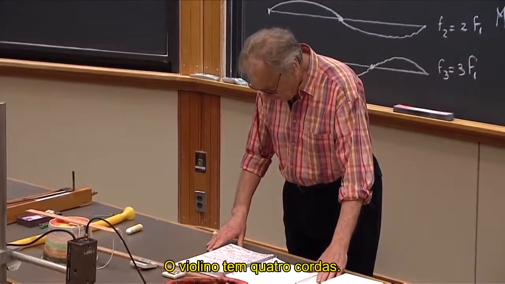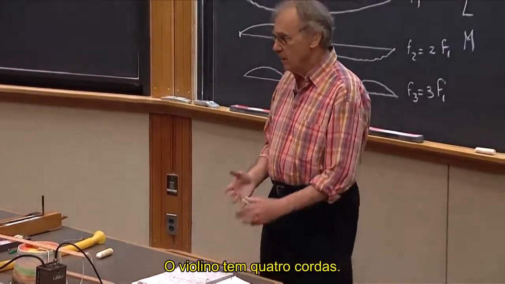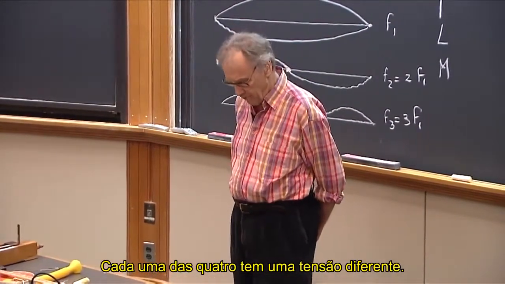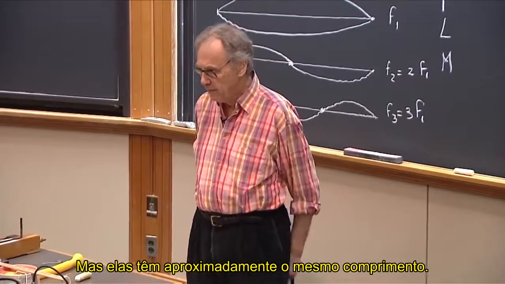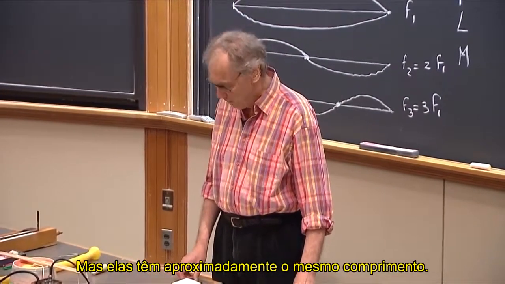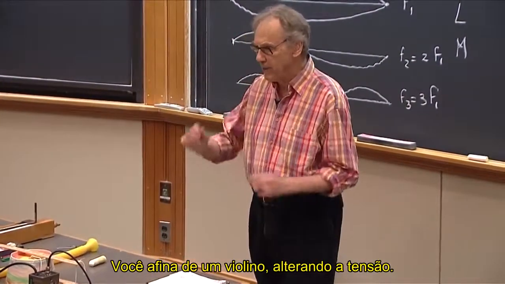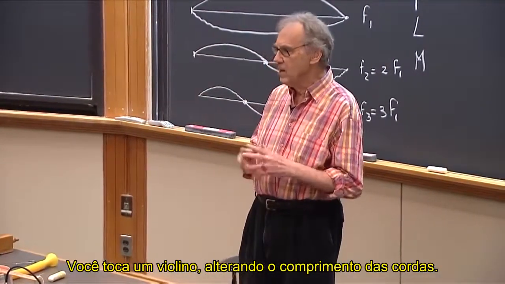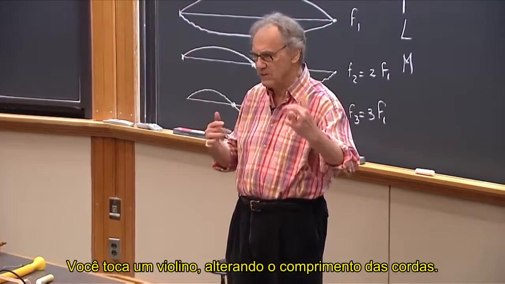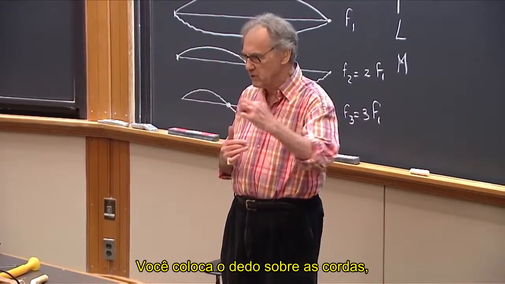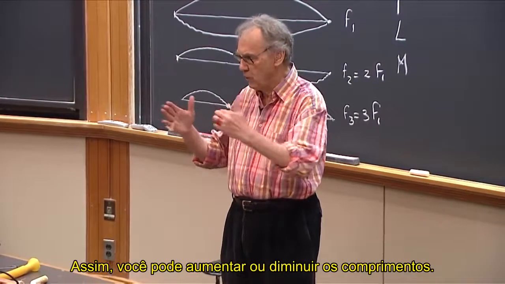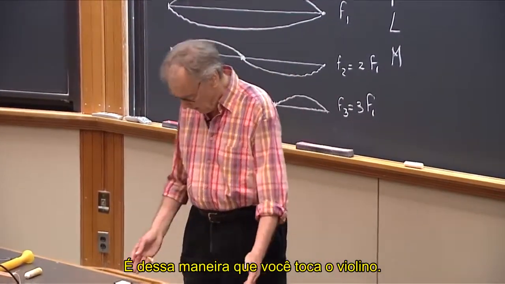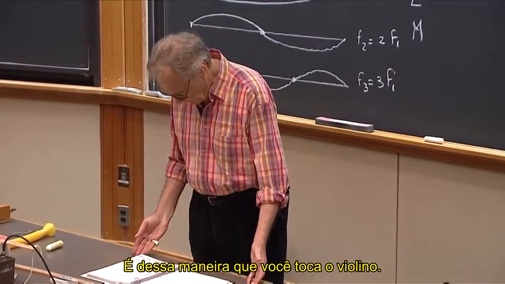A violin has 4 strings. They all 4 have a different mass, they all 4 have a different tension, but they have about the same length. You tune a violin by changing the tension. That's what you can play with. You play a violin by changing the length of the strings. You put your finger on the strings and you move your finger, thereby you can make the length longer or shorter. That's the way that you play the violin.